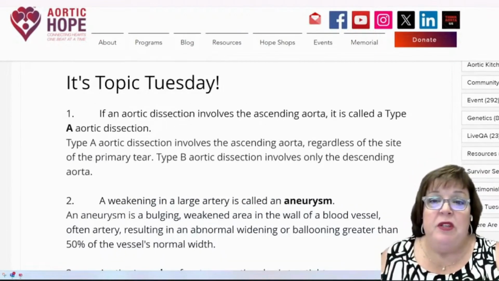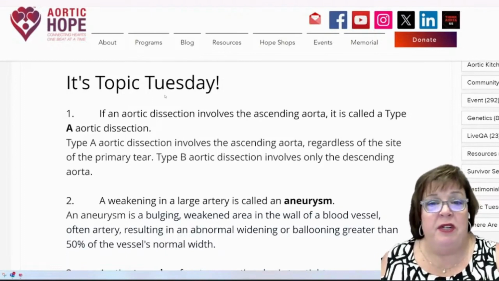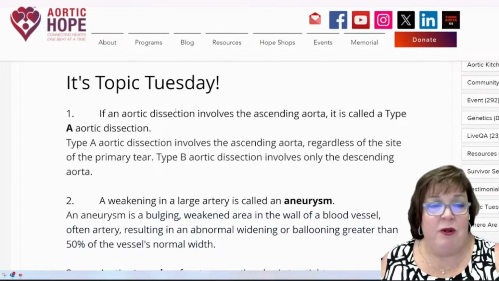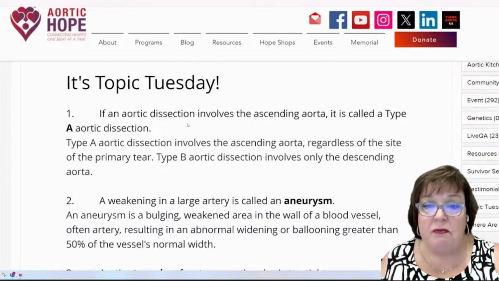So, Tuesday, if an aortic dissection involves the ascending aorta, it is called a type A aortic dissection. Type A aortic dissection involves the ascending aorta, regardless of the site of the primary tear. Type B aortic dissection involves only the descending aorta.